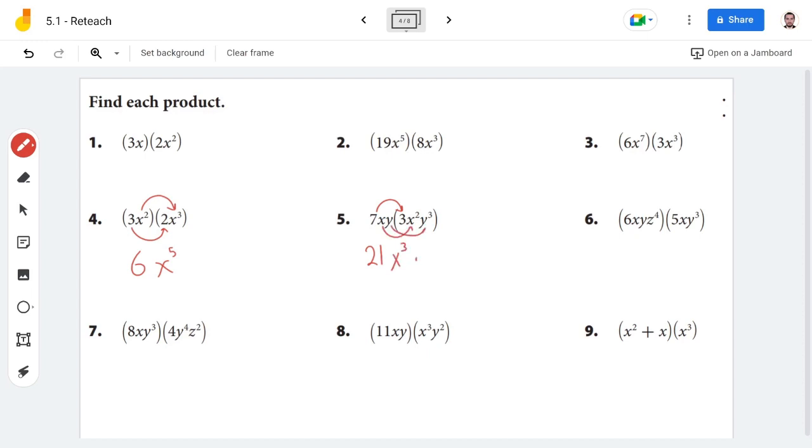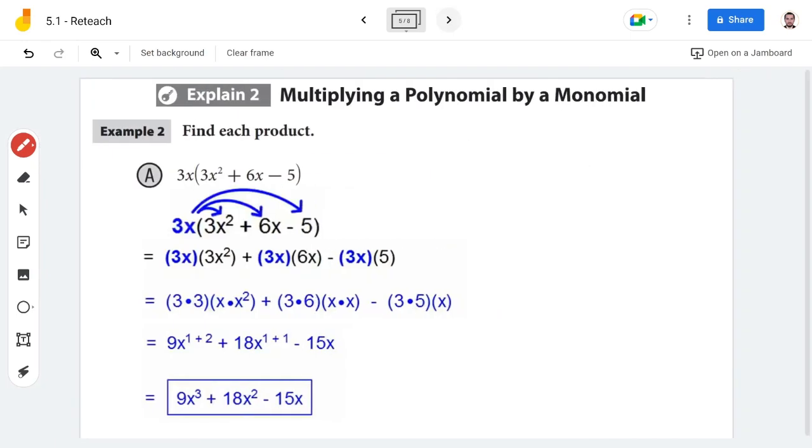Y times y cubed, y to the power of 4. Okay, so you can solve all this question by yourself. Okay, now let's go to multiplying polynomials by monomials.